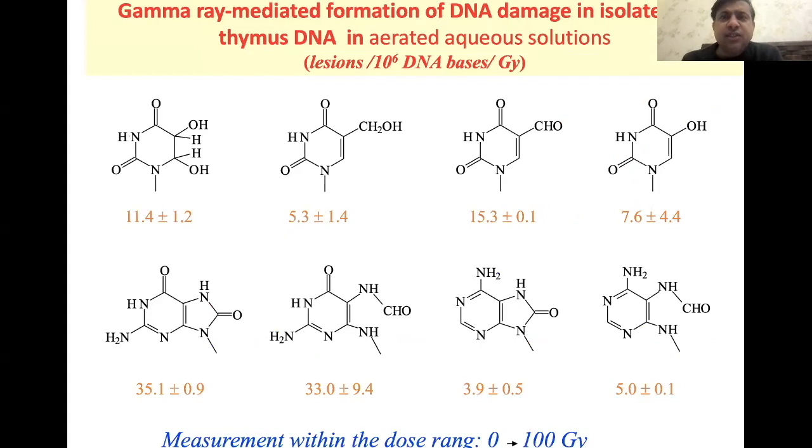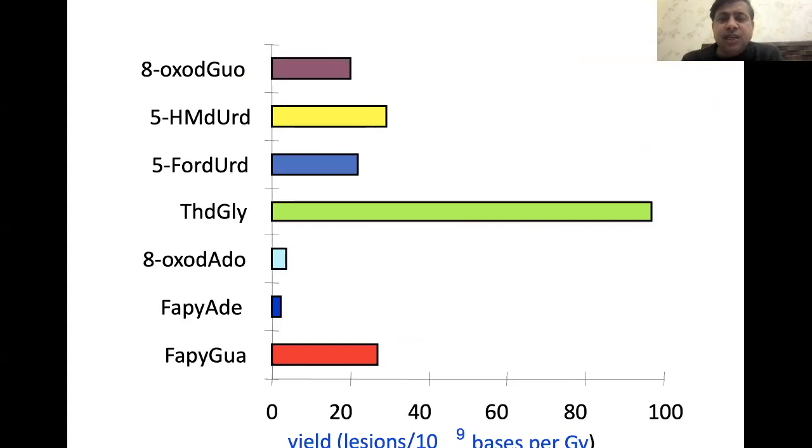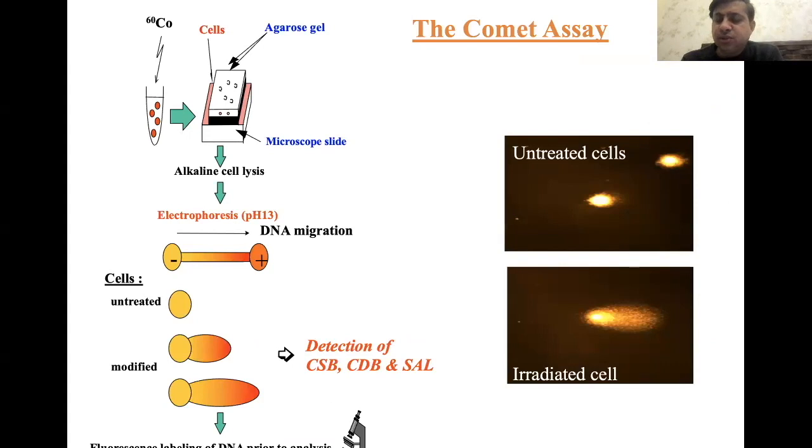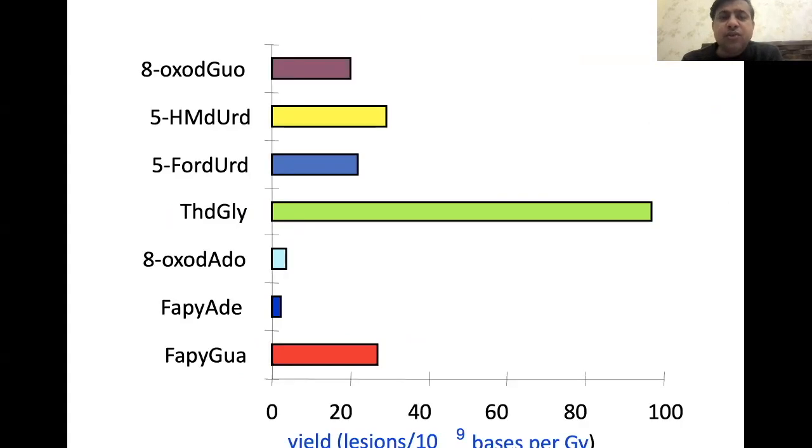So for the different compounds, we have different times, so we can measure them. And we can see that again for thymine glycol, the quantity is the most important one.